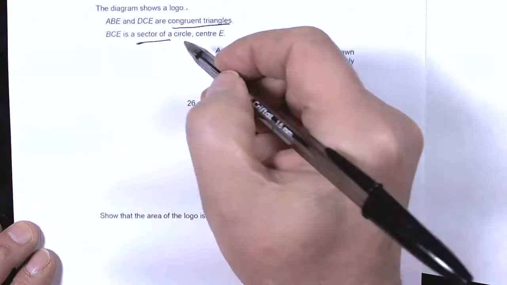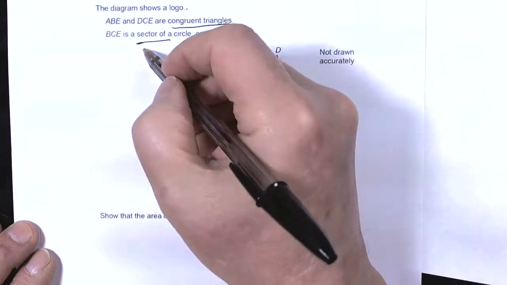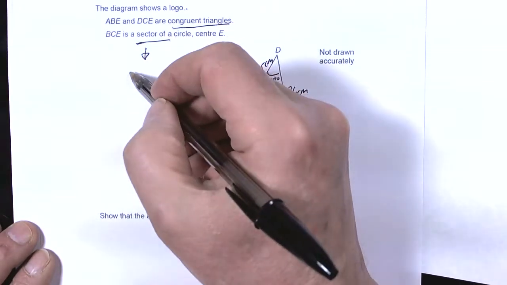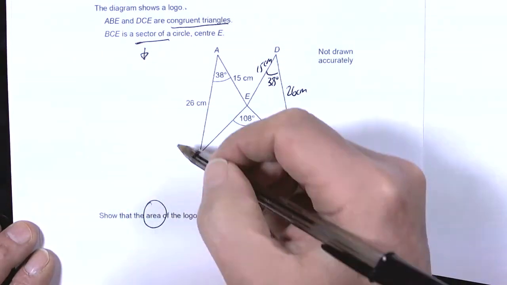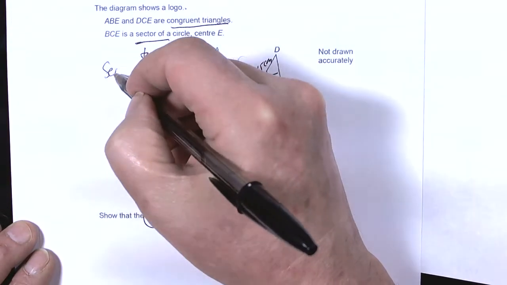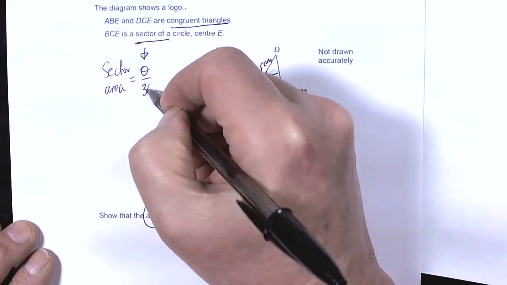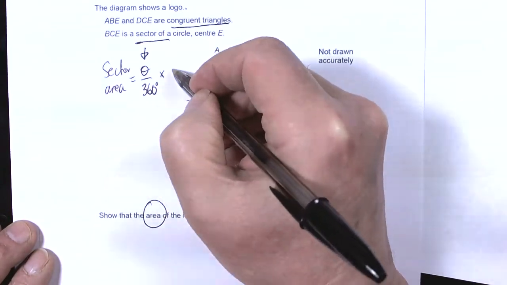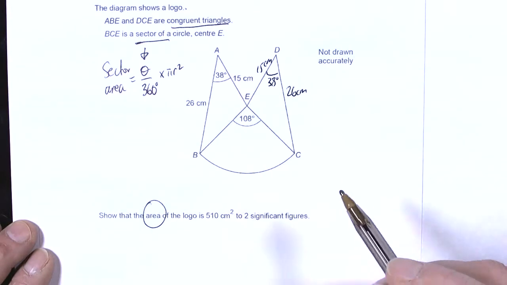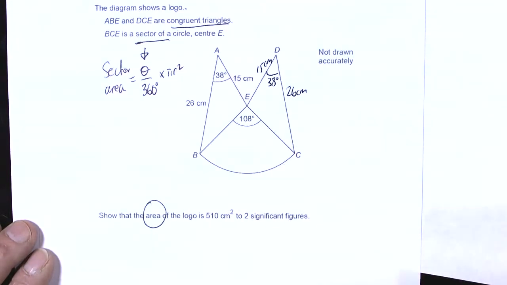It then talks about a sector, so we know that's going to be about, because it's about area this question, then we know it's going to be about the sector area. So we write down the formula for that, so theta over 360 times pi r squared. Again, as always guys, learn your formulas.